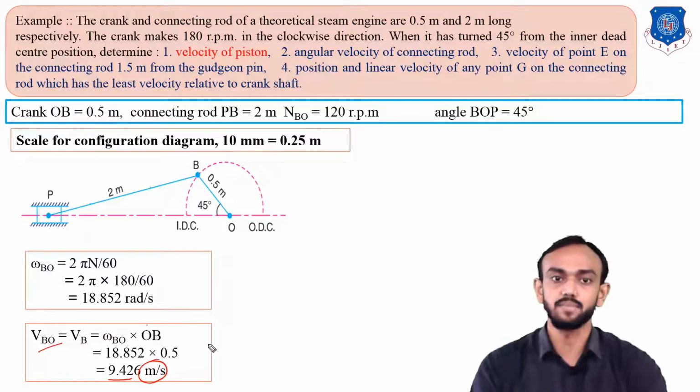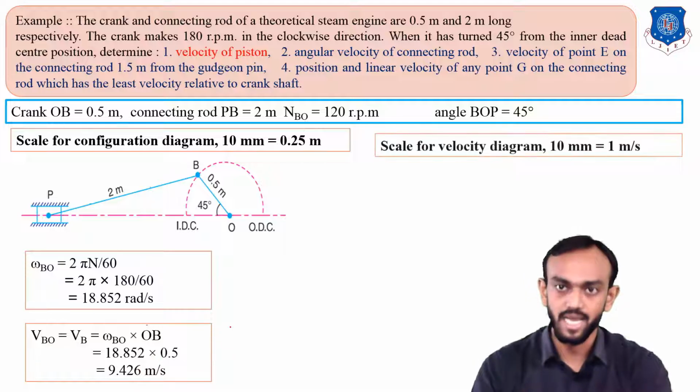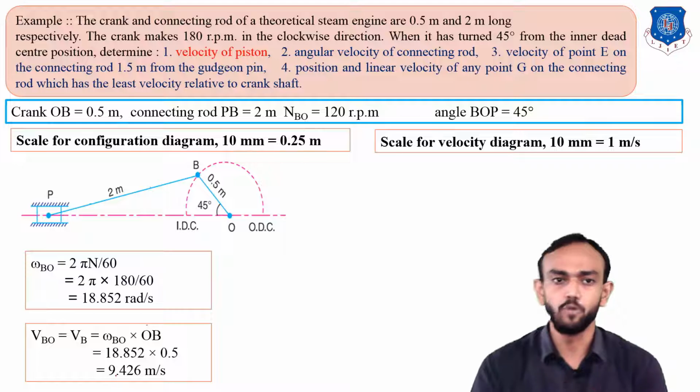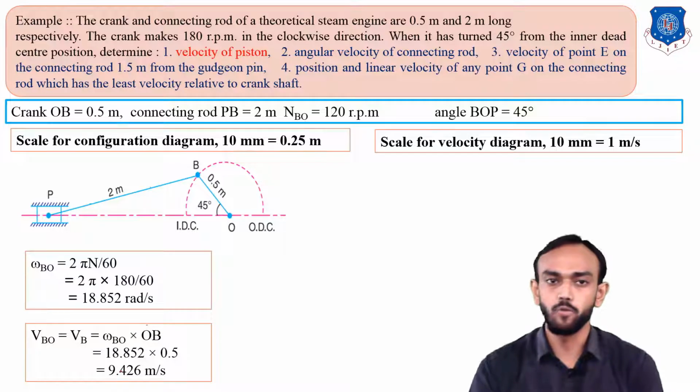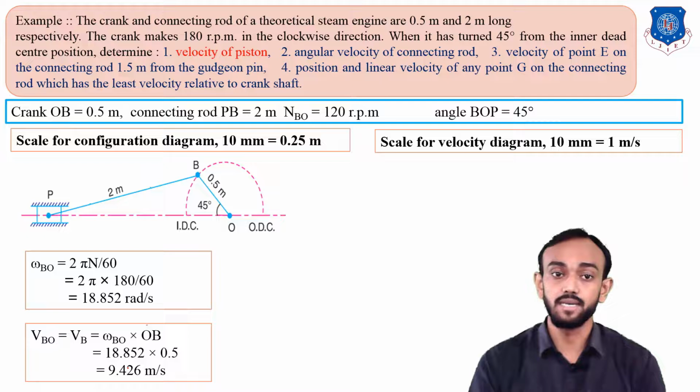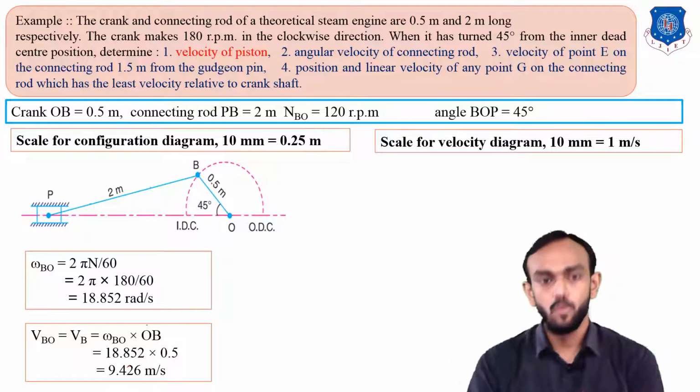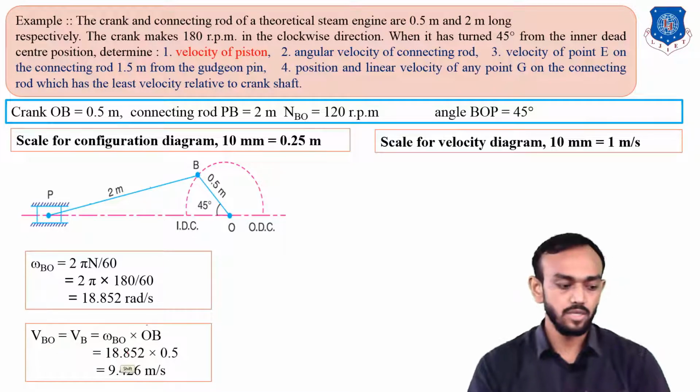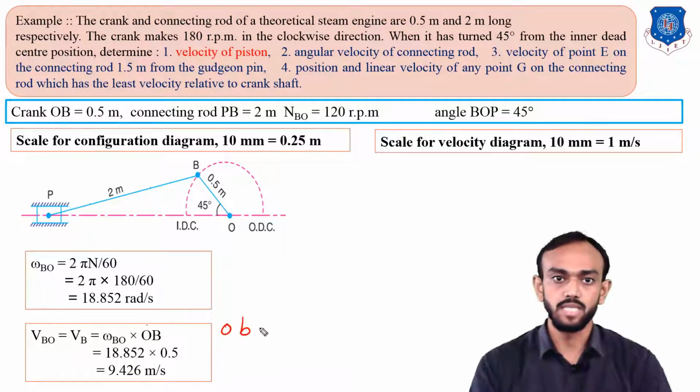So we have to select some scale here first. We have to select the scale for the velocity diagram. You can see the 9.4, so we can draw 9.4 in centimeters also. So we can take directly the scale: 10 mm is equal to 1 meter per second, or I can write here also 1 centimeter is equal to 1 meter per second. So ultimately our first vector OB is equal to directly 9.4 centimeter or 94.2 mm. So I will draw this first vector.